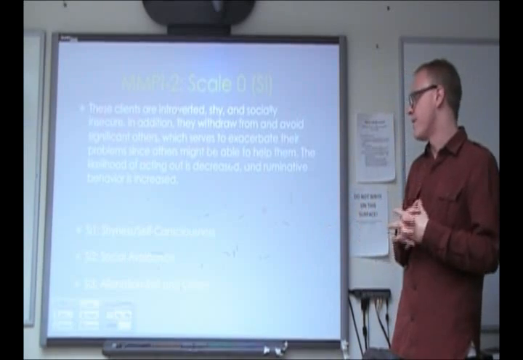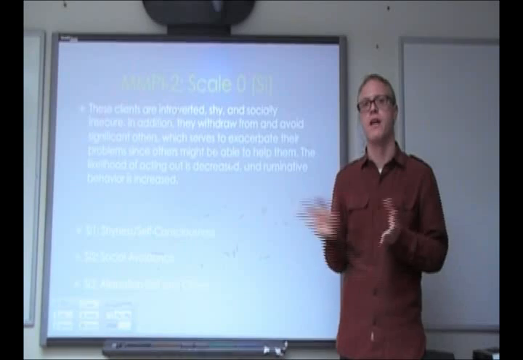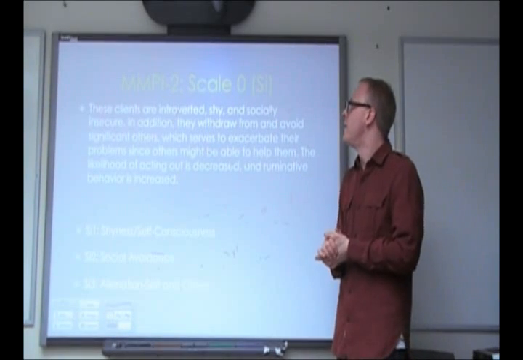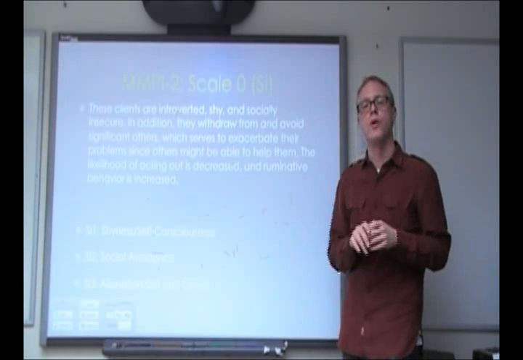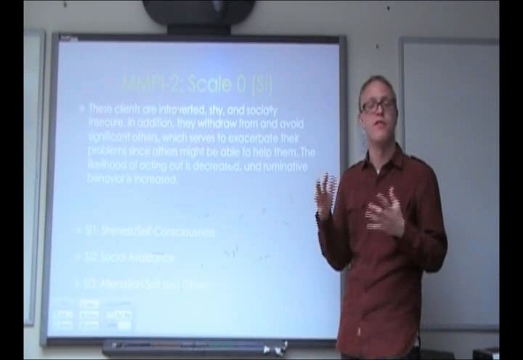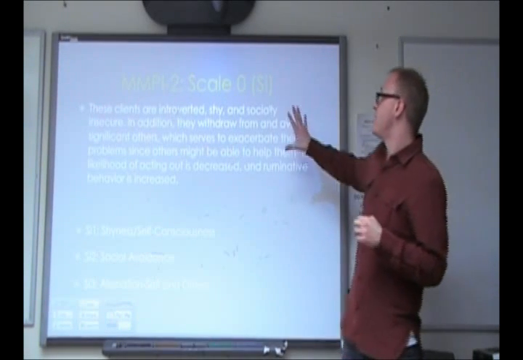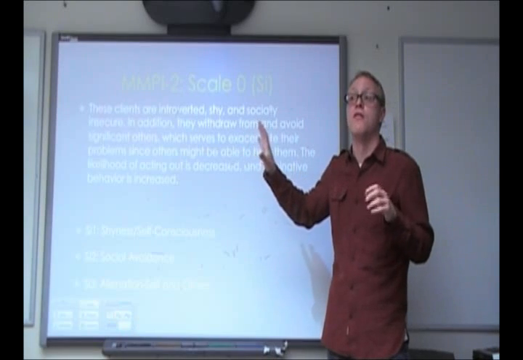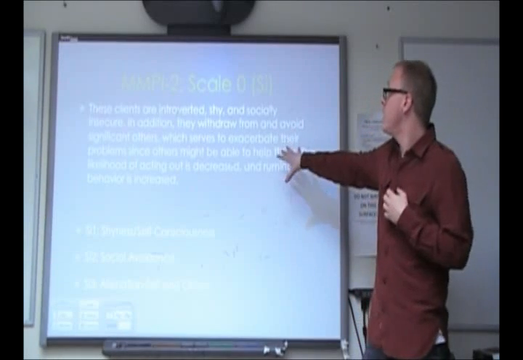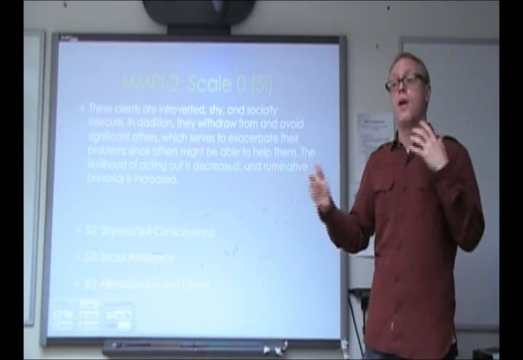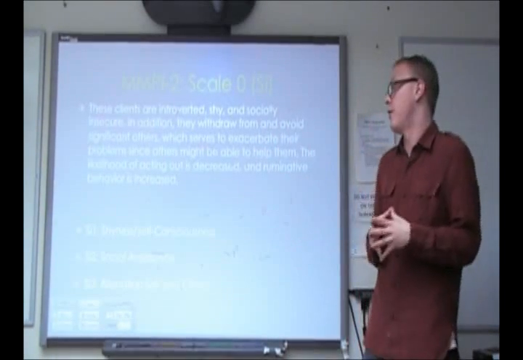Components are shyness, self-consciousness, social avoidance, and then alienation from self and others. Again, similar to some of the other ones. I usually like to compare scale 0 to scale S, the validity, the superlative scale, because they tend to go together. People that are very shy are probably going to score very low on scale S. Whereas the other way around, if they score really low here, because they're not introverted, they probably will have a more superlative presentation. They're going to be more social and more out there.